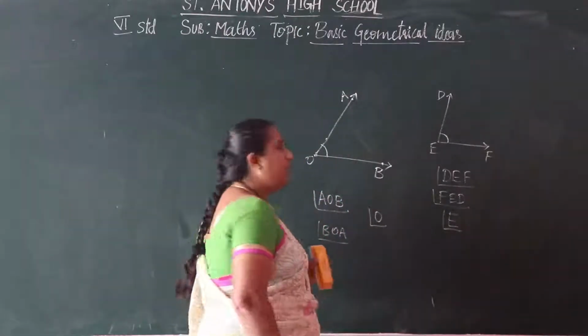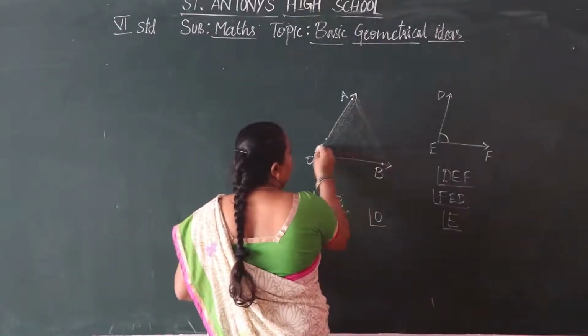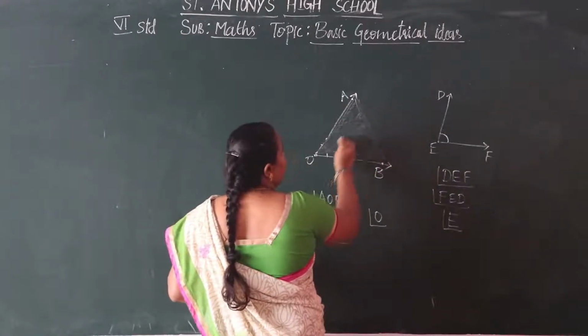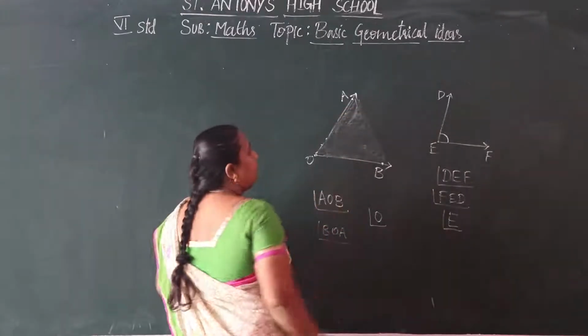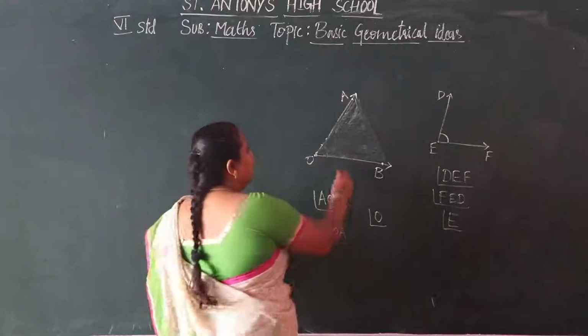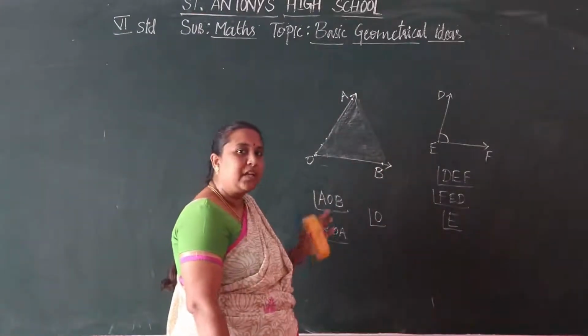What is the interior of the angle? See this part. So this is the interior of the angle. This much is the interior of the angle. And what is the exterior of the angle? The outside of the angle, you can say it is the exterior of the angle.